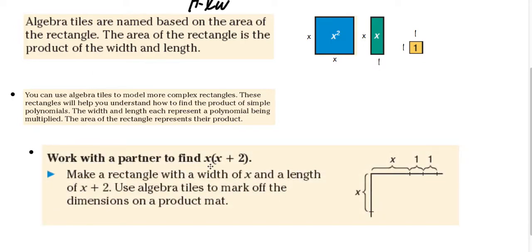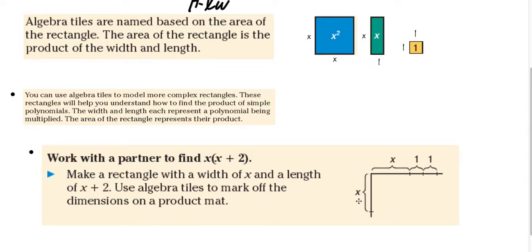Let's say you have x times x plus 2. You don't have to work with a partner. You can work with anybody at home if you wish. You want to make a rectangle with a width of x and a length of x plus 2. So this is our unfinished rectangle. We have a rectangle with a width of x and a length of x plus 2, where 1 plus 1 equals 2. Use algebra tiles to mark off the dimensions on the product mat.